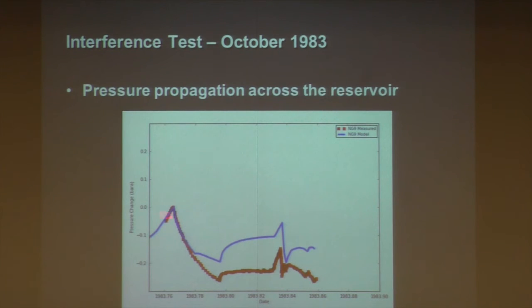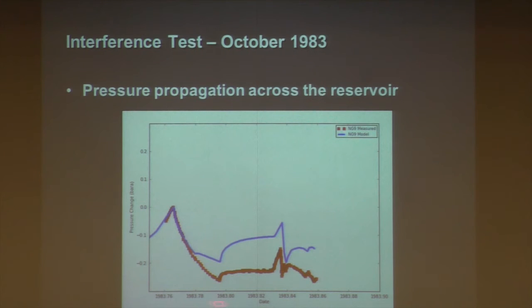We've also matched the changes that we see from this interference test in October 1983. The red squares are the measured data, the measured pressure changes. We're looking at changes now of about 0.2 of a bar, so very small pressure changes. Again, the model is reproducing the time scale of changes. When a change occurs, it is seen back at the monitor well at about the right time.